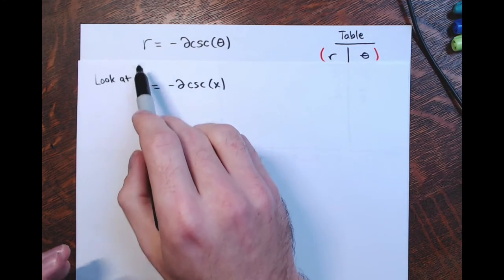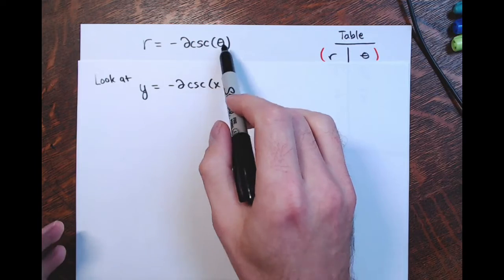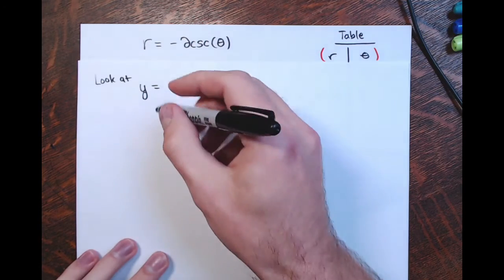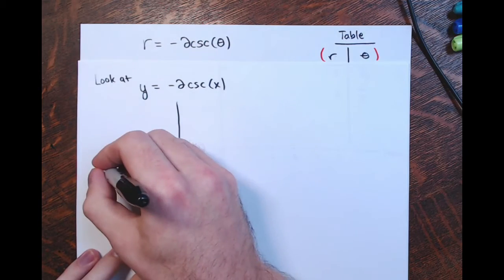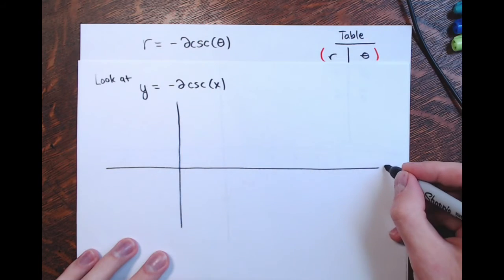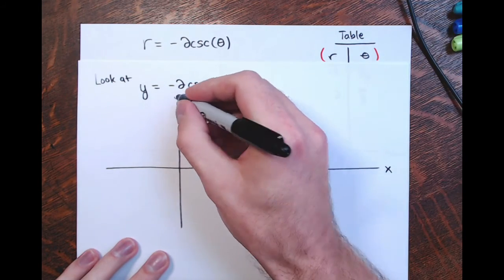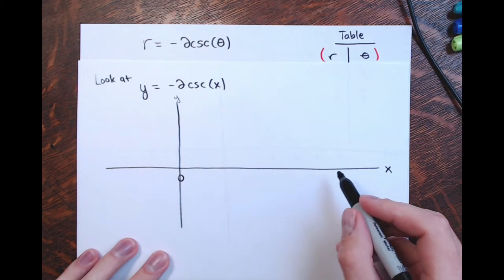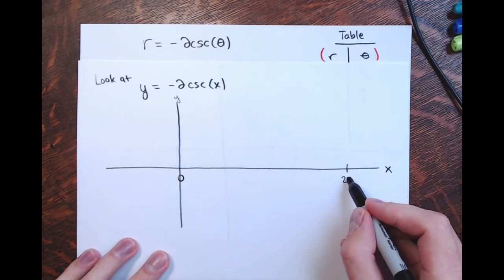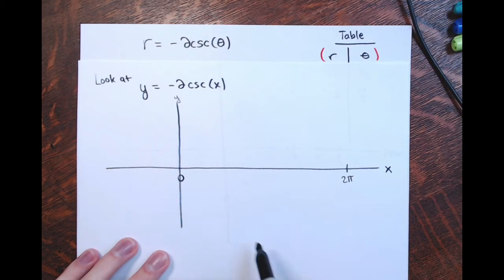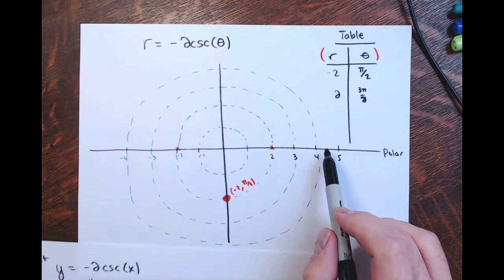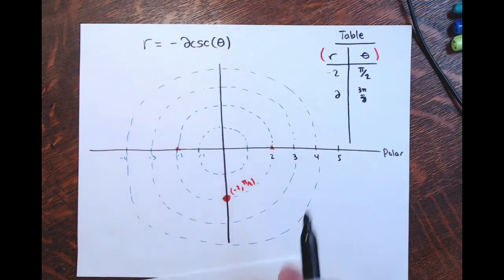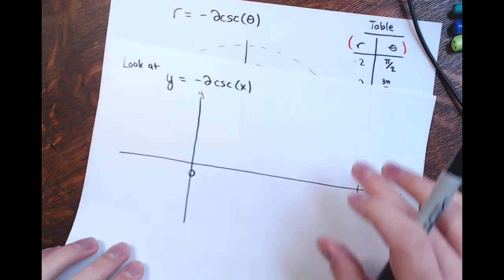Every time I see y, it's the same as r. Every time I see x, it's the same as theta. But I'm going to graph it on my usual x, y axes. Now remember, the period of this was 2 pi. So starting at 0, I'll have it end at 2 pi. That takes me once around, from 0 all the way around to 2 pi, and I'll get the complete graph in the polar grid.